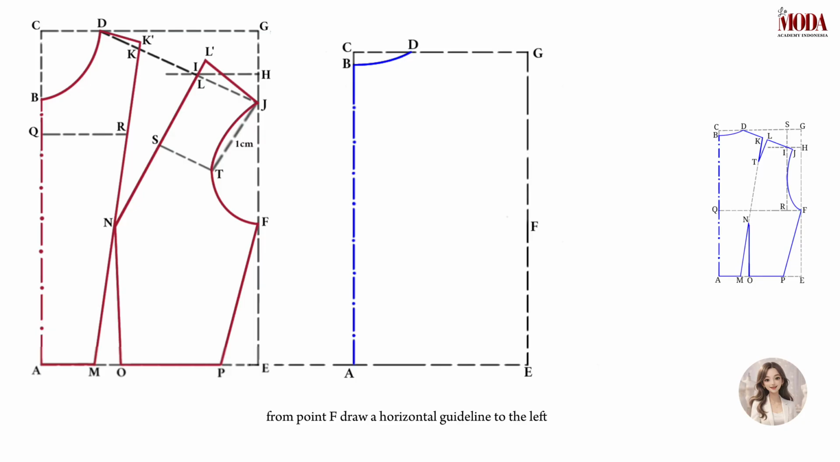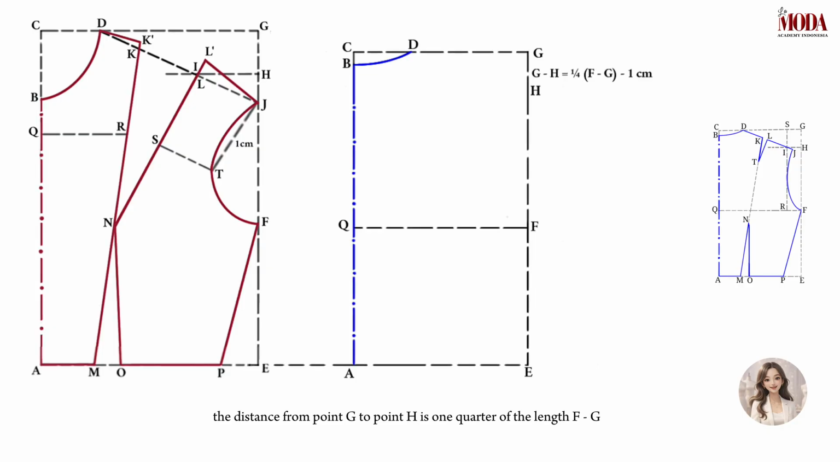From point F, draw a horizontal guideline to the left until it intersects the line drawn from point A to point C. Label this intersection as point Q. Next, we determine the position of point H. The distance from point G to point H is 1/4 of the length FG minus 1 centimeter. After locating point H, draw a horizontal guideline to the left from this point.